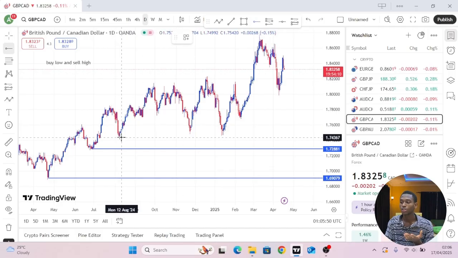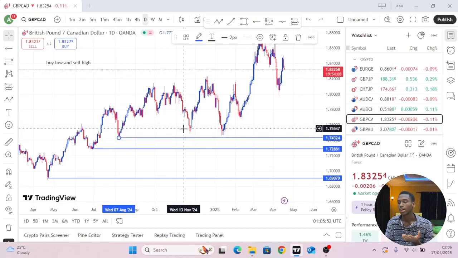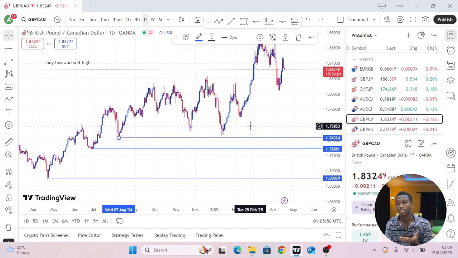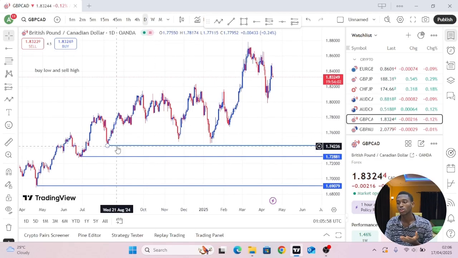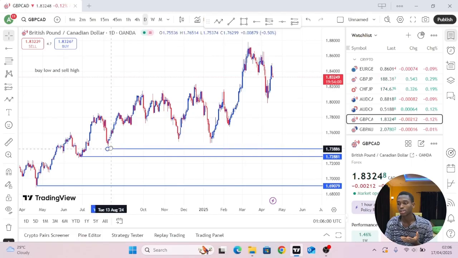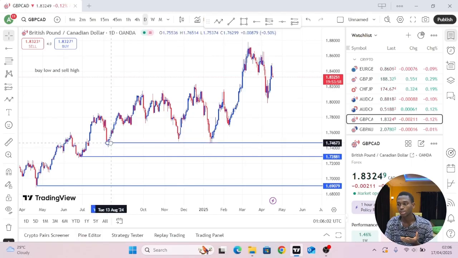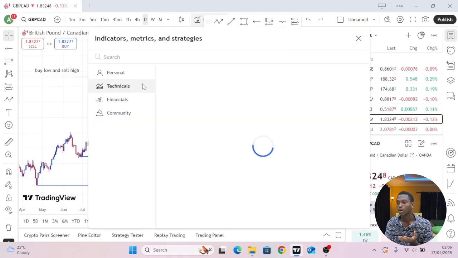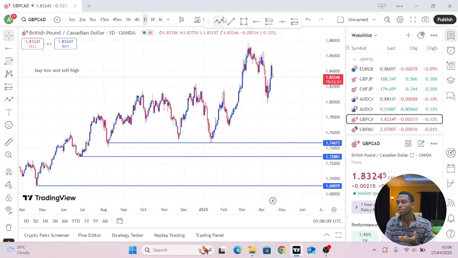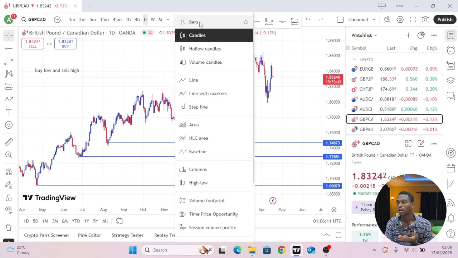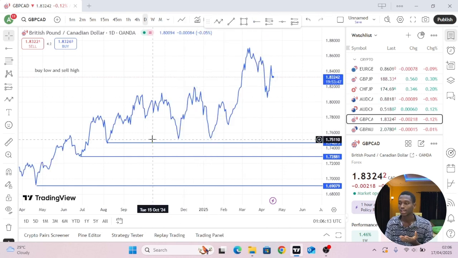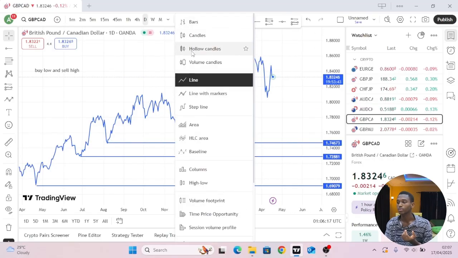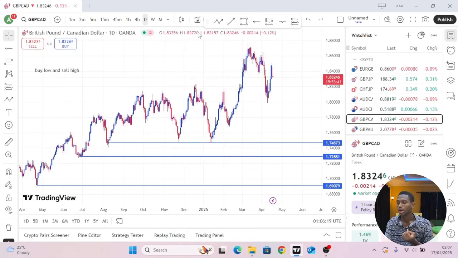Then this is obviously another low, right? This low touches this low and touches this low, right? And okay, it does not touch it exactly, but it touches it a little bit. If we are to change this to a line chart, we see it does not touch it exactly, but it touches it a little bit. So let's go back to candles.